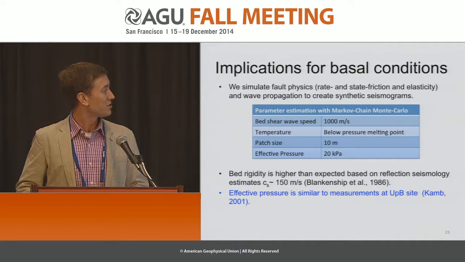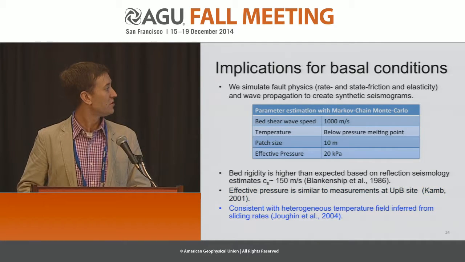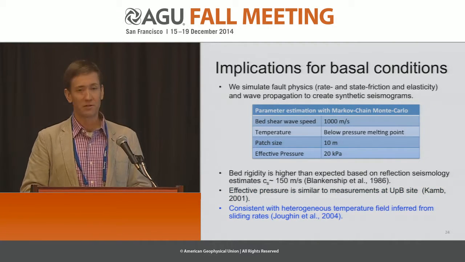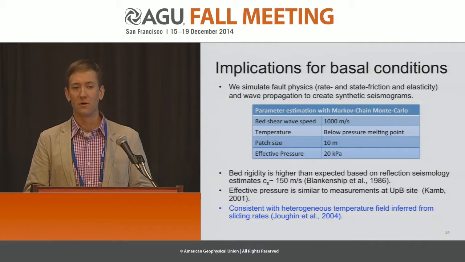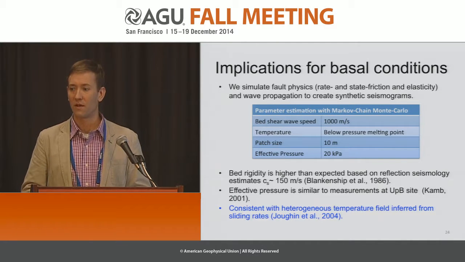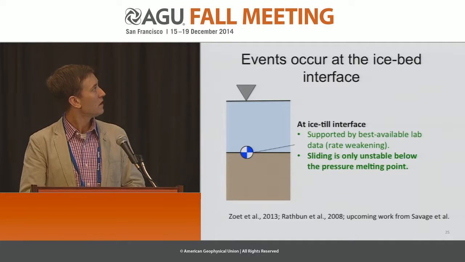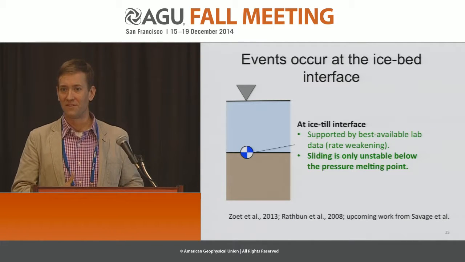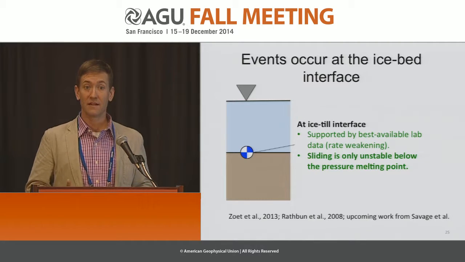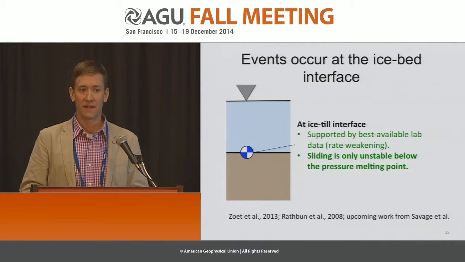The effective pressure is similar to things that have been measured in situ, and the temperature field, the idea that the temperature is below the pressure melting point. As far as I can tell, I talked to Ian a little bit about this earlier in the meeting, and it's not inconsistent with what has been decided for the Whillans Ice Plain to date. So I'm going to spend the rest of the talk filling in some of these details and explaining why I think that the bed has the properties that I just described.